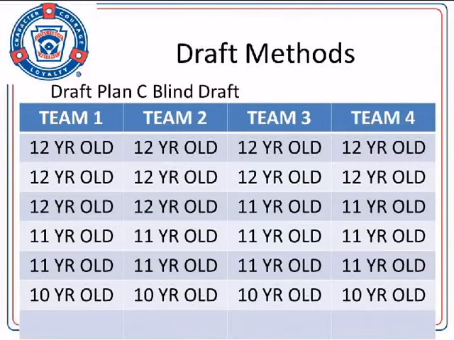Draft Plan C, blind draft method. Here we have a 4-team league, and you will notice that all eligible 12-year-olds will be selected first, then all eligible 11-year-olds will be selected second, and then for this example, all eligible 10-year-olds were selected and round out the teams.